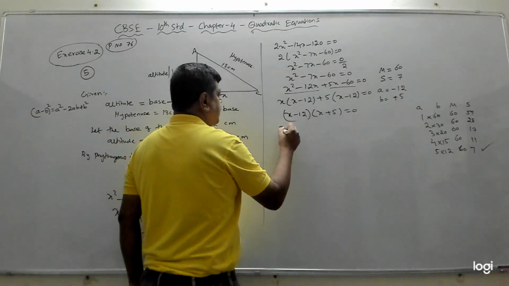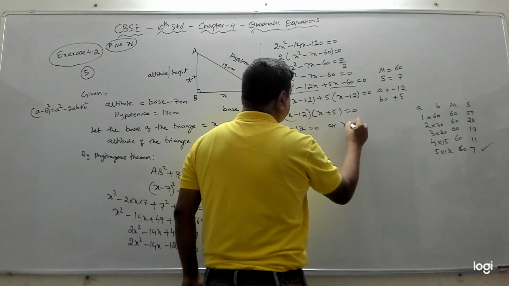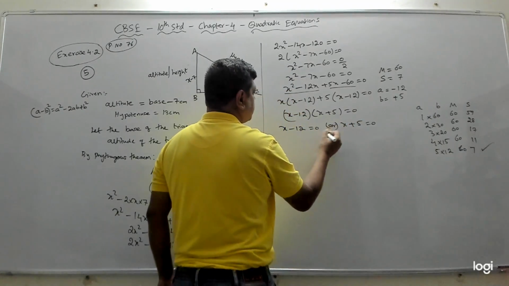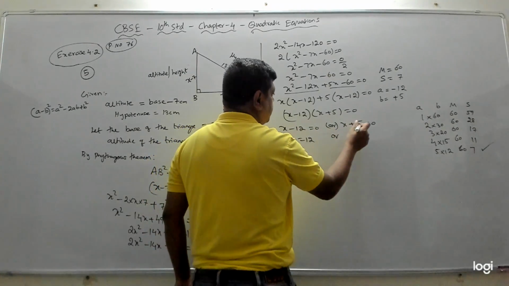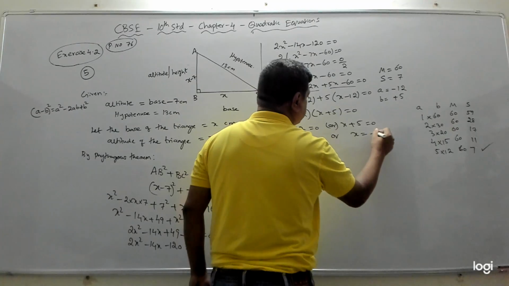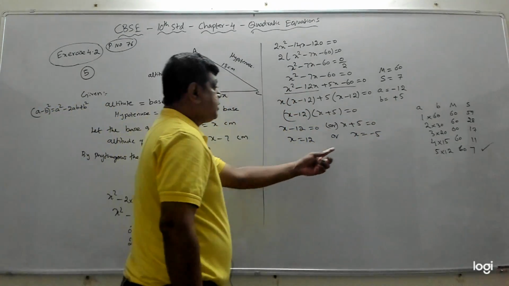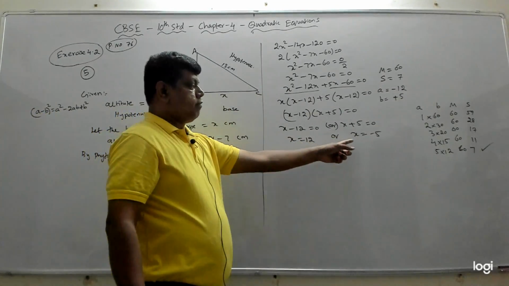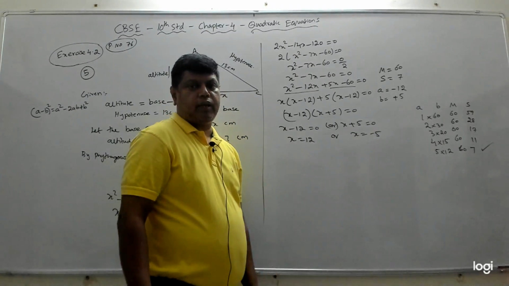So x minus 12 equal to 0 or x plus 5 equal to 0. When x minus 12 equals 0, x is equal to 12. Or x plus 5 equal to 0 means x is equal to minus 5, because this plus 5 goes to the other side and becomes minus 5. Right? But what is x? x is the base of the triangle. But the base cannot be negative. You cannot have negative values for the base, and you are getting x as minus 5.